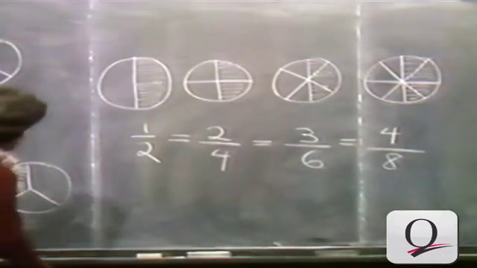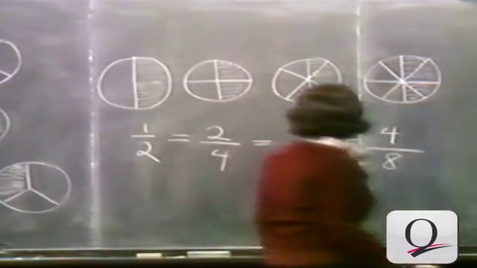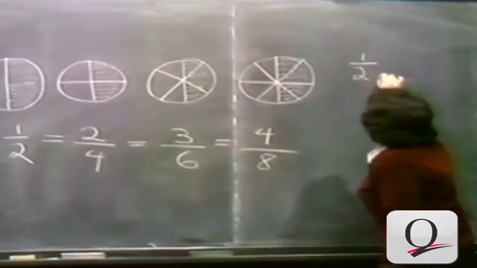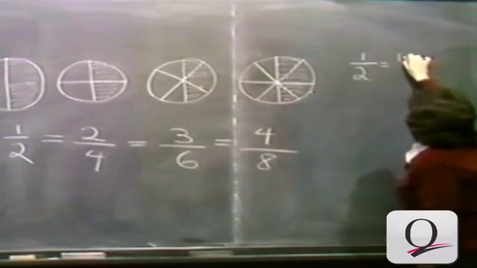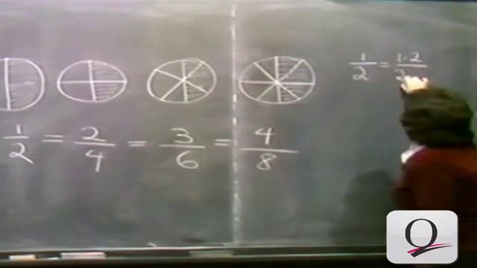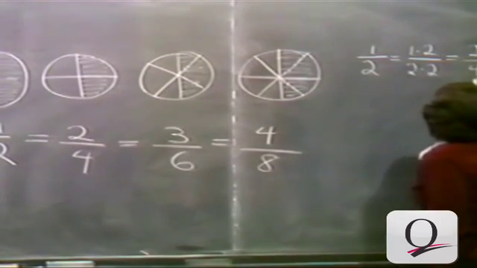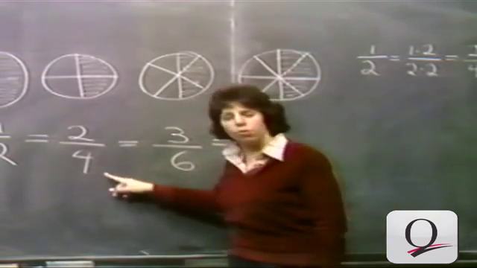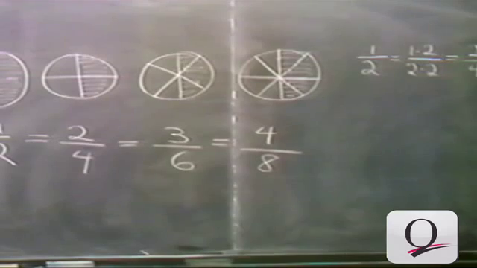Okay, now let's look at the relationship between the first fraction and the second, 1/2 to 2/4. If you were to multiply the top of the first fraction by 2 and the bottom by 2, you would wind up with the second fraction, 2/4. To go from 1/2 to 2/4, we multiply the top by 2 and the bottom by 2, the numerator by 2 and the denominator by 2.